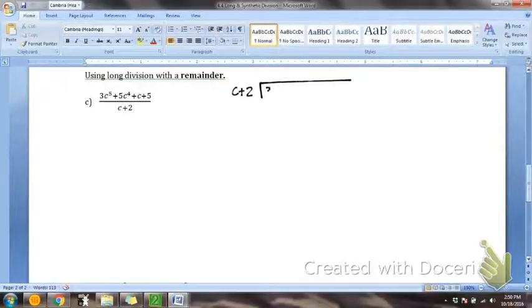So I have 3c to the 5th plus 5c to the 4th plus 0c cubed plus 0c squared plus c plus 5. Raise your hand if you have it set up this way, please. Excellent.